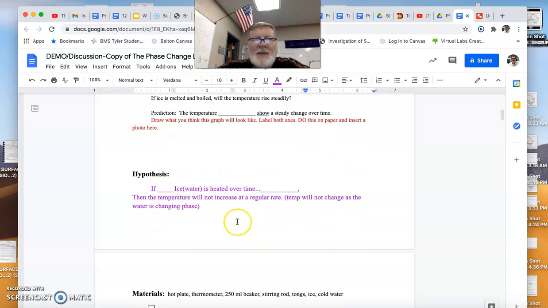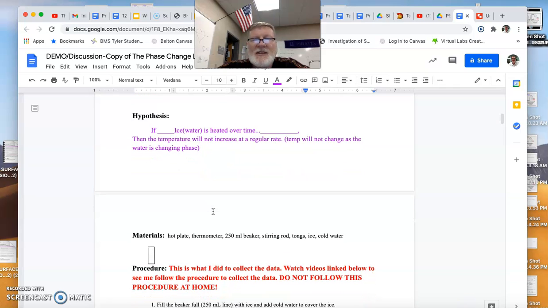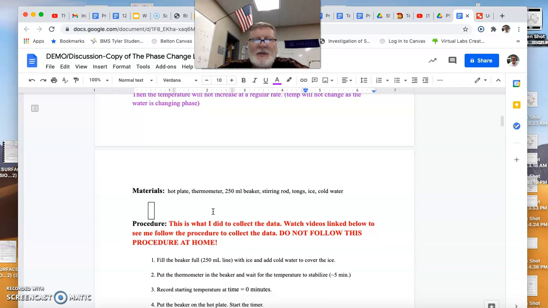Then it asks you to write a hypothesis. So here's a potential hypothesis. If water is heated over time, then temperature will not increase at a regular rate. Temperature will not change as the water is changing phase. That's a prediction you could make. And then after we've collected data, you could see whether or not that was correct.